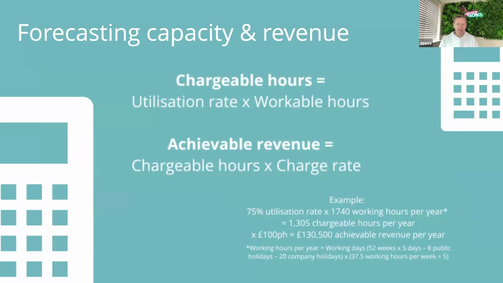And that could be, in my example, £100 an hour. So your 1,300 hours times £100 an hour. I can then have a revenue forecast of £130,000 for that year if we were to achieve 75% utilization. So hopefully that's quite straightforward, and we can send you examples of that. So that's how I get to that metric.